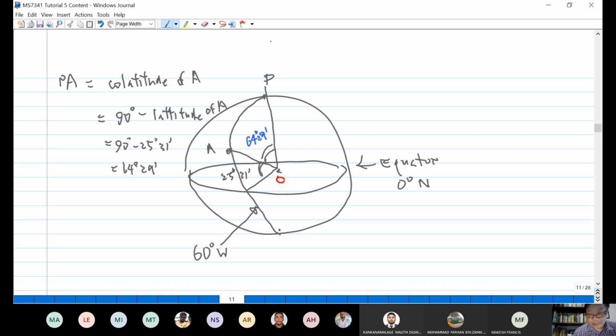Now, where the ship moves, this direction is toward the North Pole, right? So the ship moves at a bearing of 68. If you draw a triangle, you see the ship is moving this way. This angle is 68 degree. The bearing is 68 degree, at the North Pole.